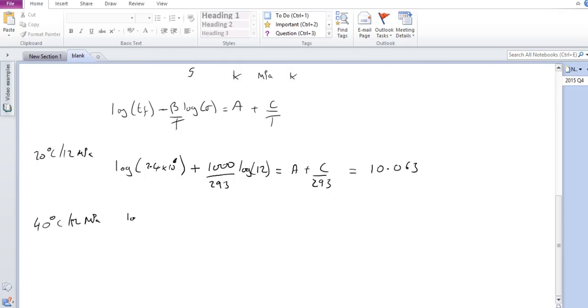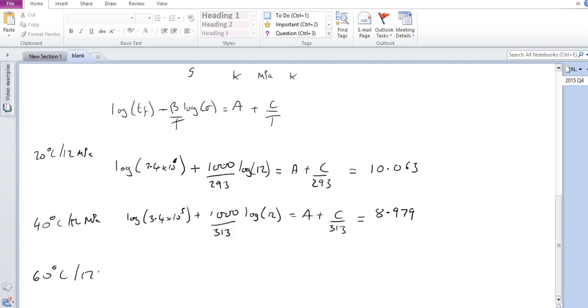And what we have here is log of the time to failure from the data table above, which is 3.4 times 10 to the 5, plus 1,000 over, now the temperature is 313, times log of 12, again 12 megapascals, is equal to A plus C over 313. And that is equal to 8.979.